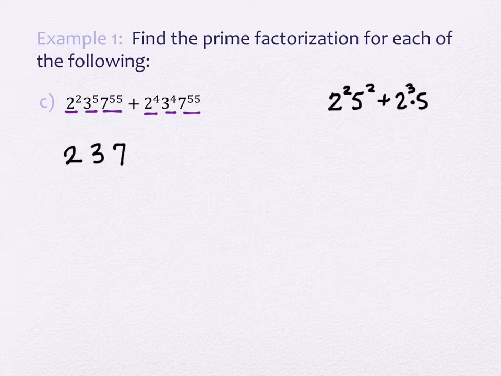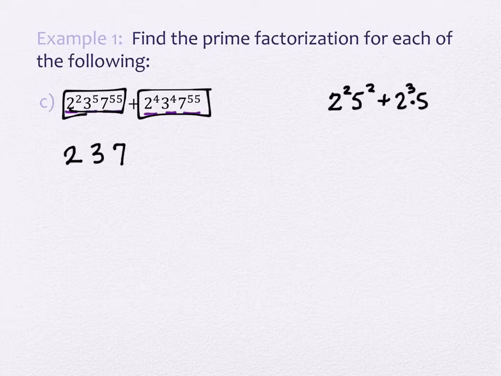So let's start with the 2's. How many 2's are in the first expression? And by first expression, I mean all of this. 2. There are 2. How many 2's are in the second expression? 4. So how many 2's do they have in common? 2. They both have 2. So I'm going to start by writing down that they have 2 2's, or 2 squared, in common.